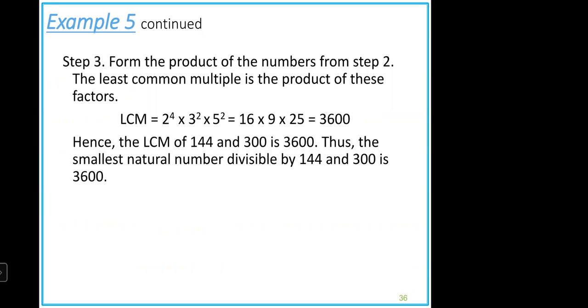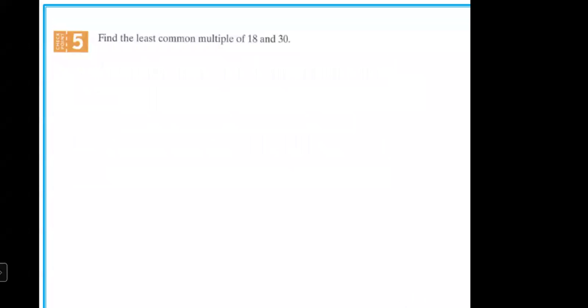2 to the 4th is 16. 3 to the 2nd is 9. 5 to the 2nd is 25. And so we multiply that out, we get 3,600. So the LCM of 144 and 300 is 3,600. So that's the smallest number that is divisible by 144 and 300. And so, oh, we have a simple one here to look at in checkpoint 5.